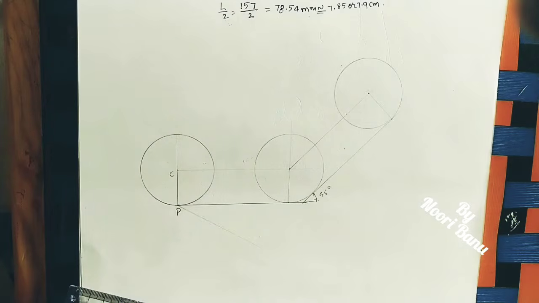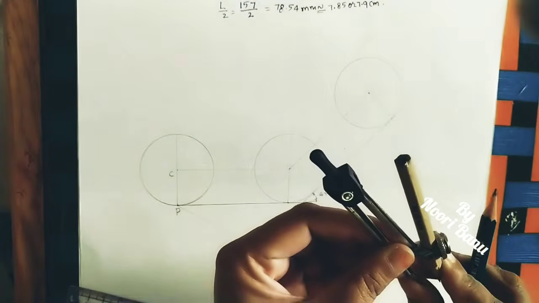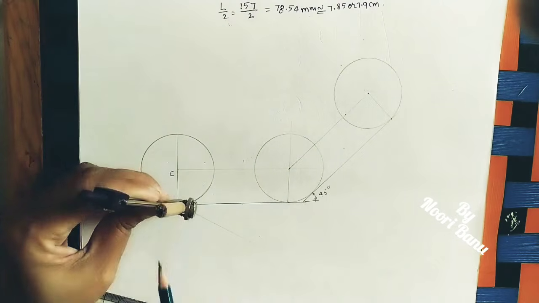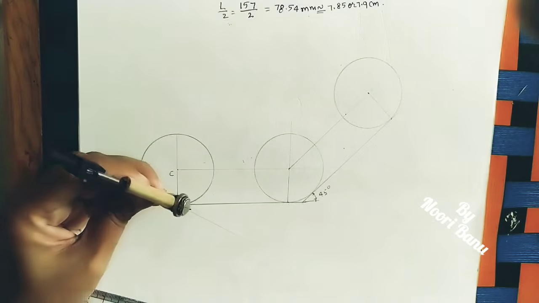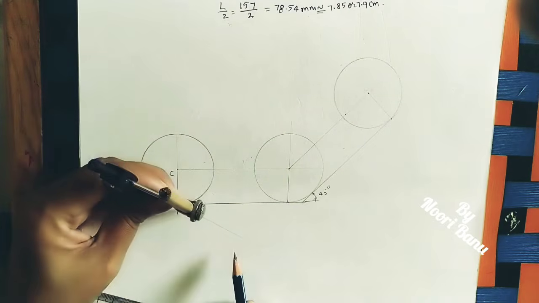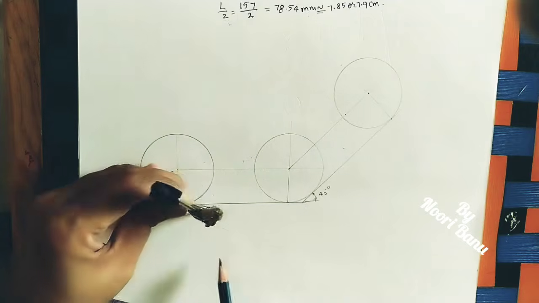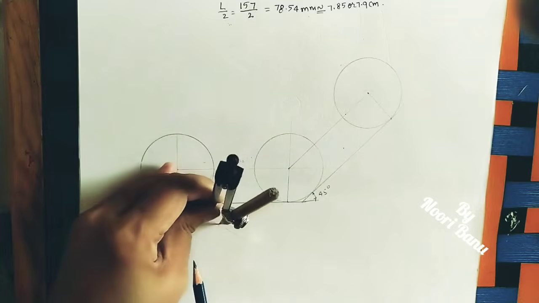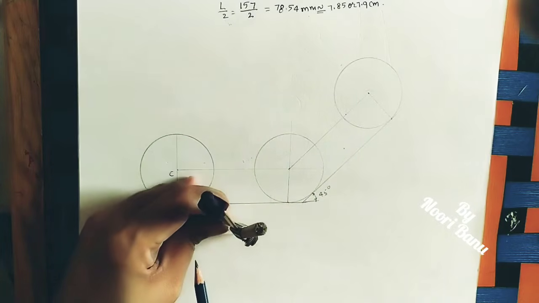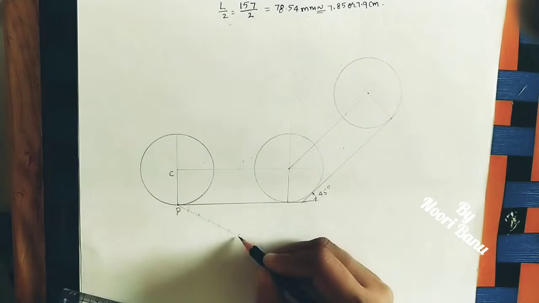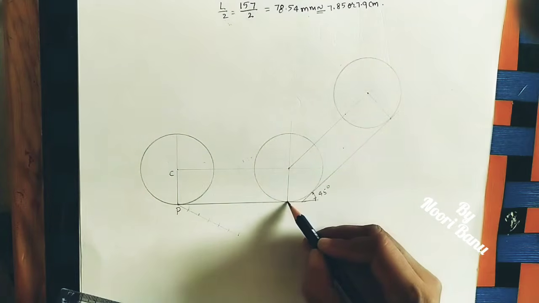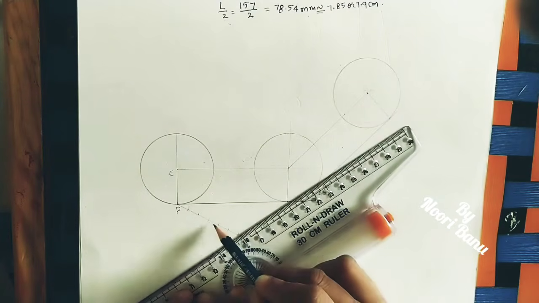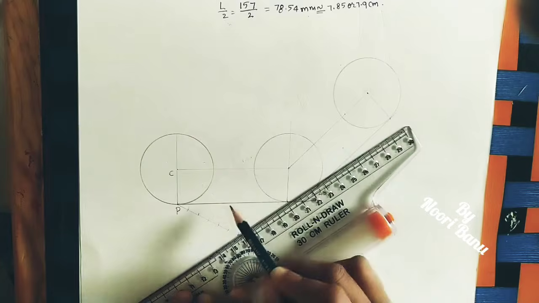Using a compass, take some radius to divide this into 6 divisions. Take the starting point at P, draw one arc, 1. Take the intersection point of the arc and this line as center and draw one more arc, 2. Follow the same process, 3, 4, 5, 6. Here join this last point to this point using a scale. Then at all these points also draw lines parallel to this last line.